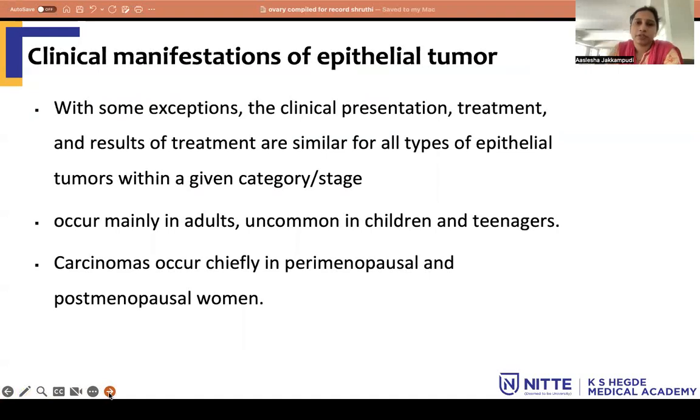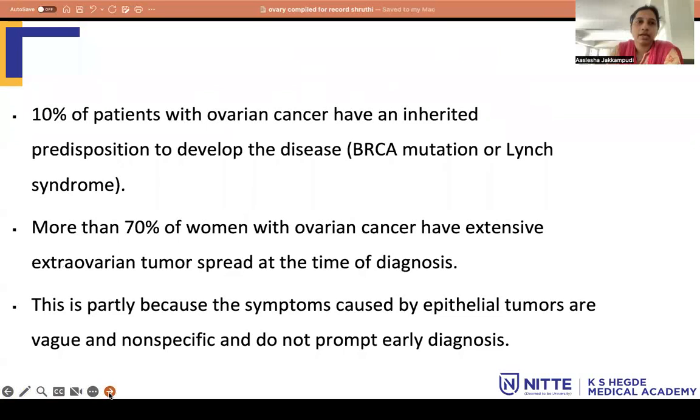With some exception, the clinical presentation, treatment, and result of treatment are similar for all types of epithelial tumors within a given category or stage of the tumor. And these epithelial tumors occur mainly in adults and they are uncommon in children and teenagers. In adults, it is chiefly seen in perimenopausal or postmenopausal women.